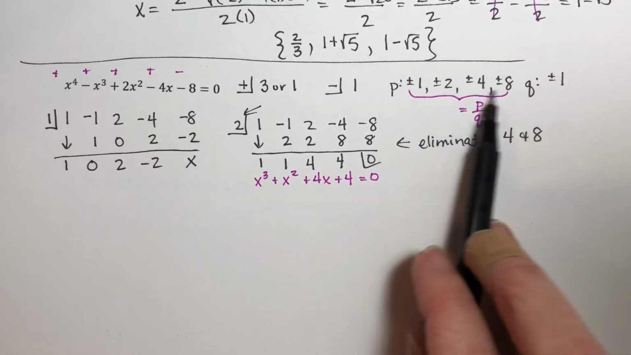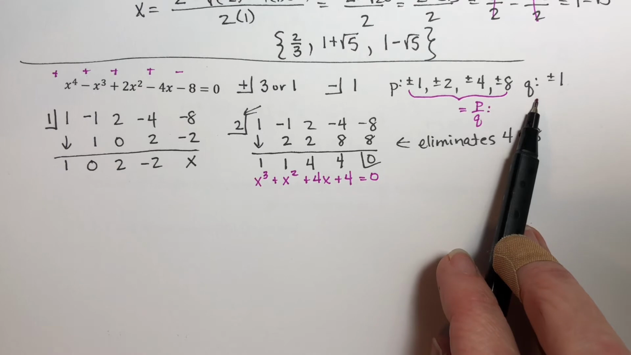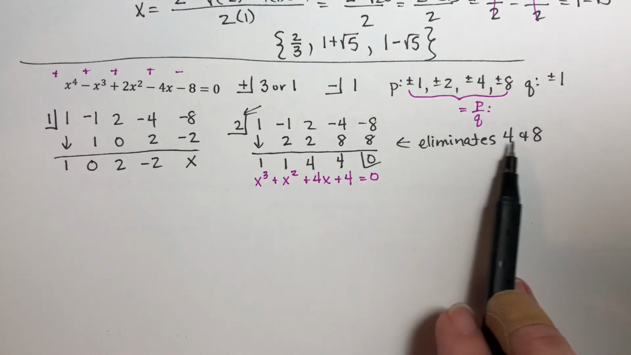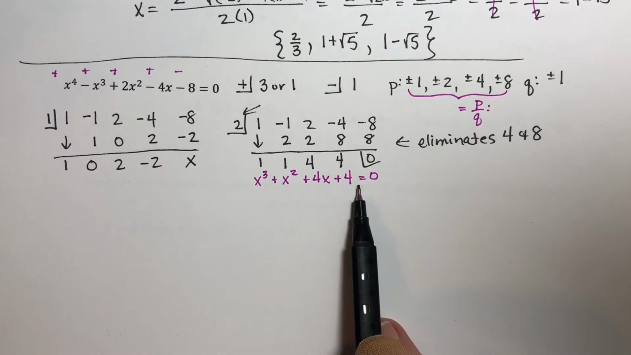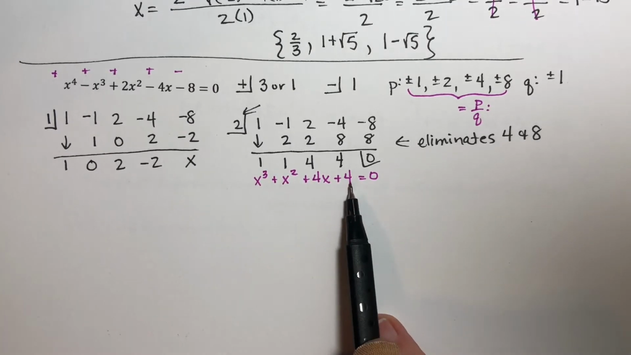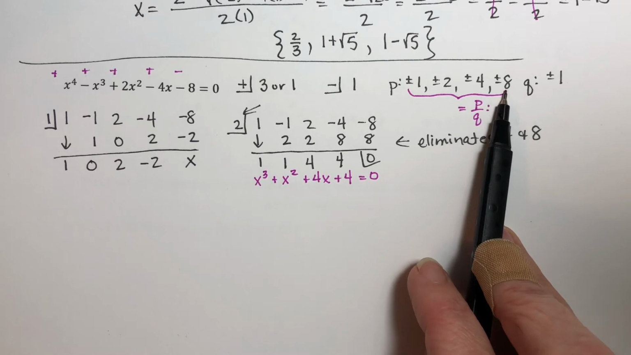You may not want to use this original p over q list because, of course, we used the theorem to eliminate 4 and 8, but it's also possible, if you just look at this, your p-values would come from 4, which means 8 could not be a solution anyway.